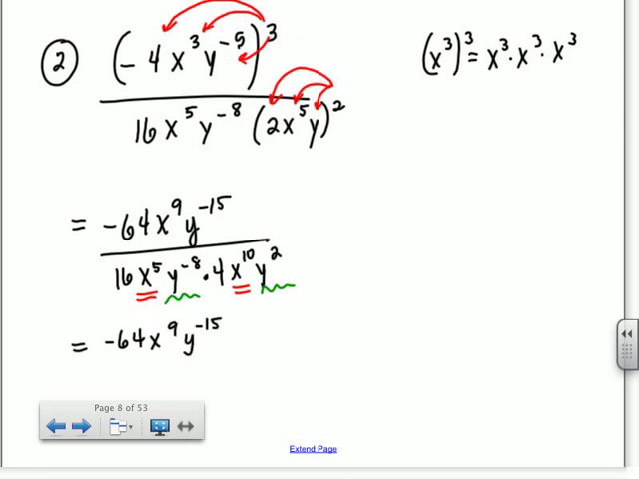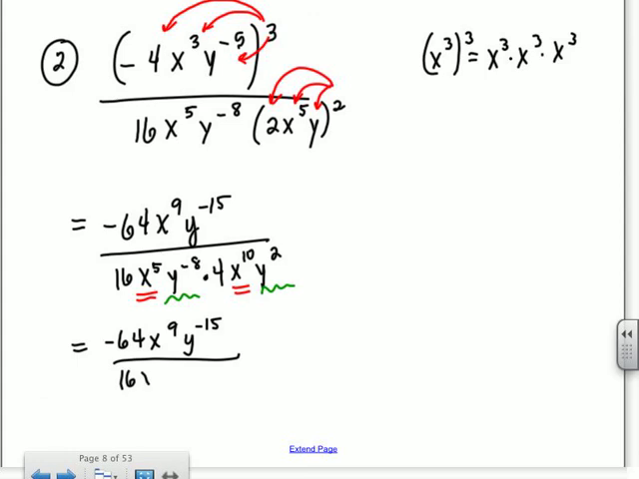So if we have 2 x's on the top, combine them. So the top's good. But let's combine our x's on the bottom and our y's on the bottom. So I have negative 64, x to the ninth, y to the negative 15, all over 16, x to the 15, y to the negative 6. So I just add their powers. Did I mess something up? Oh, and the 4. Okay, so times 4. So what is 16 times 4? 64. See how nice I made that for you? So 64.